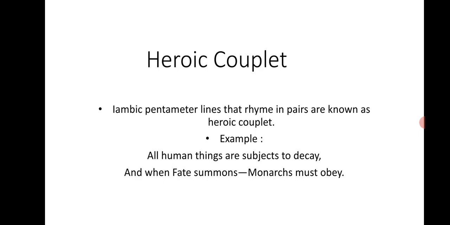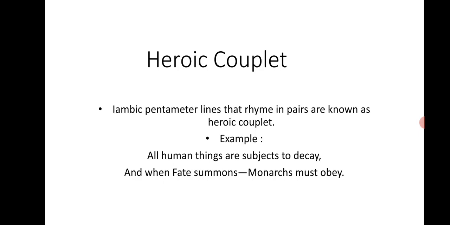And in each and every foot, what we find is that in the first foot, the syllable "hu" is stressed. In the second foot, "things" is stressed. In the third foot, "sub" is stressed. In the fourth foot, "to" is stressed. In the fifth foot, "cay" is stressed.